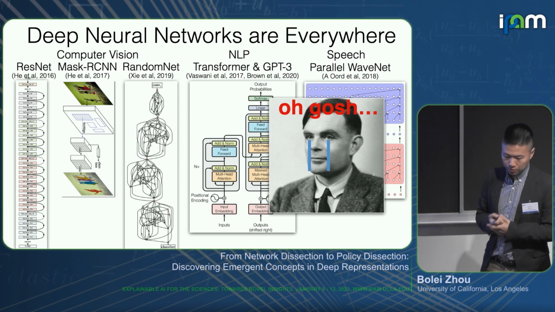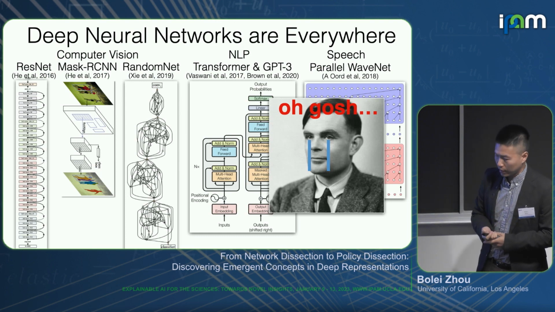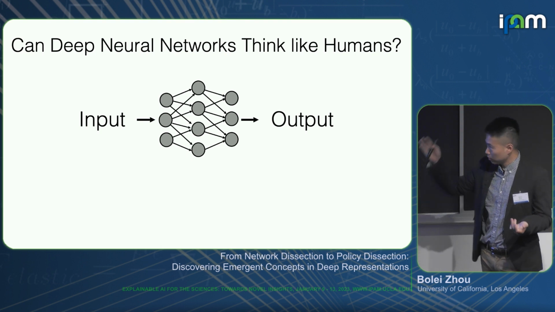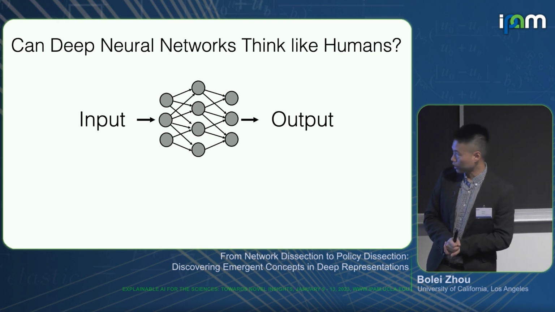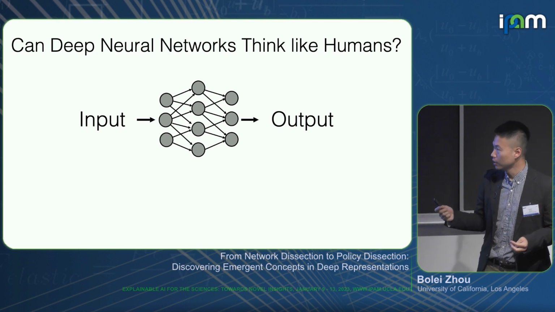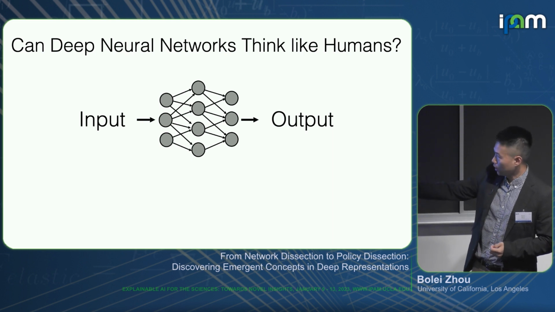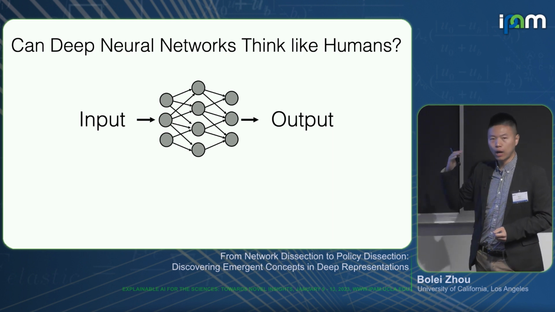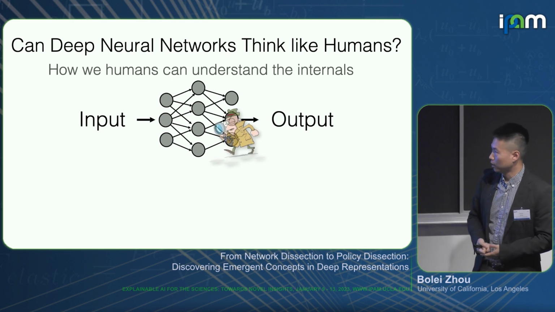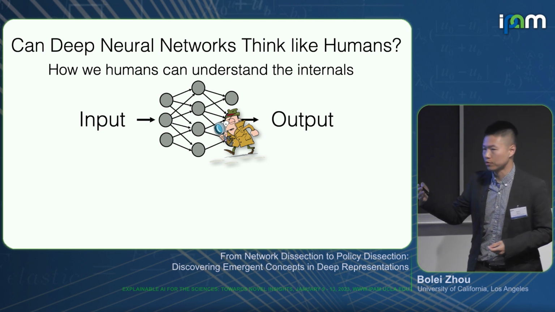So we still don't answer the question whether this machine, or data-driven AI models, can think as a human, right? So we put this data-driven neural network here. Basically, it's millions of connections, and the weights can learn from the data. So we have the input and the output. When we try to answer the question, can machines think? What we really try to answer is how we humans can understand their thinking process, their internals, right?